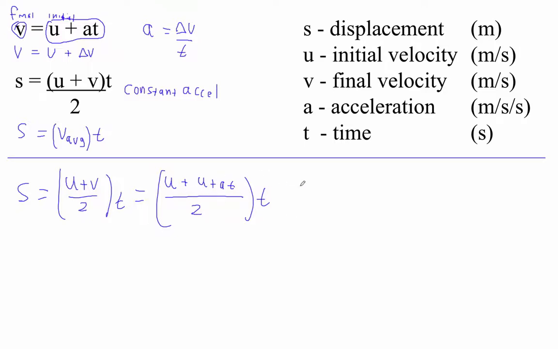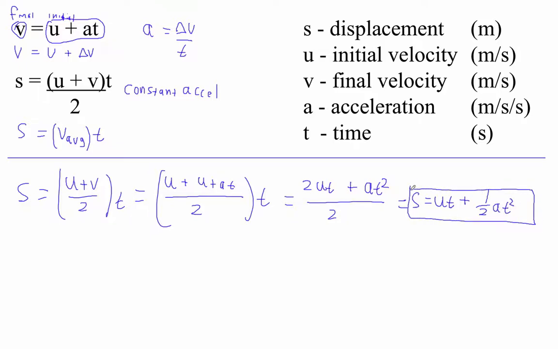And then we just multiply across, and we end up with 2ut plus, I'm just multiplying the t across the top, plus at squared, divided by 2. And then, of course, s equals ut, because the 2's cancel out, right? Plus 1/2 at squared. So there's that formula that we so affectionately call what? No final velocity, no v, right? That's no v.